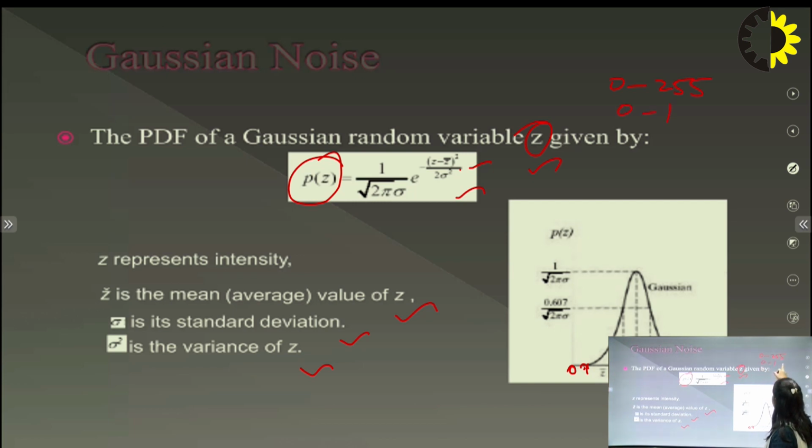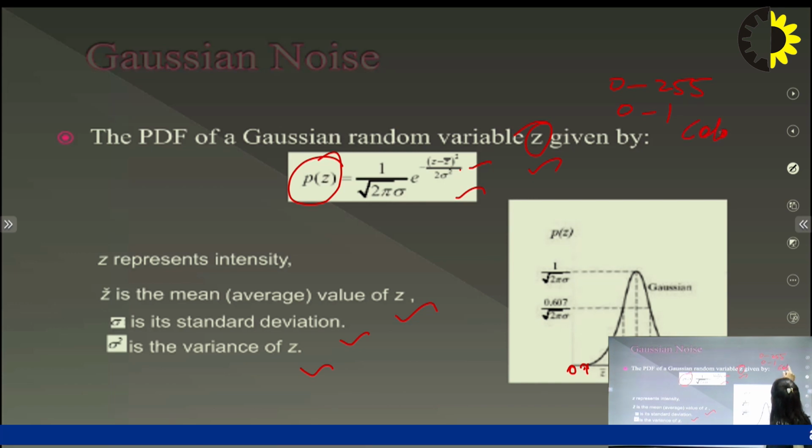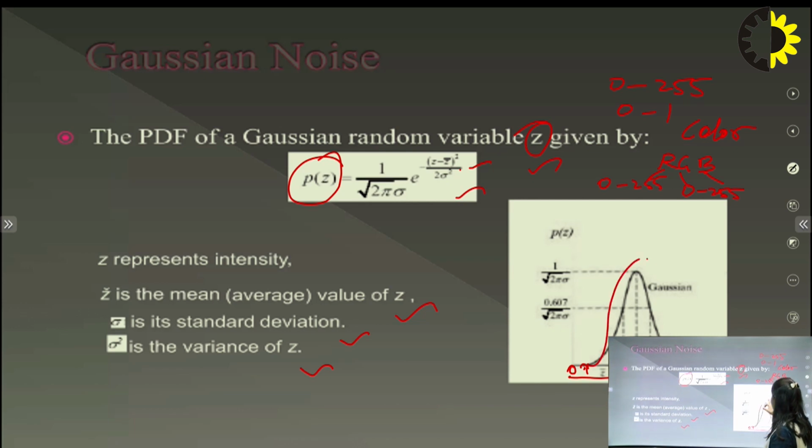And if it is a color image, then in the case of a color image, we have 3 pixel channels: RGB, red, green and blue. The range of red color is 0 to 255, the range of green color is 0 to 255. So here we have a scale, so the value can lie from 0 to 255, and the curve goes in this form, like a Gaussian curve, and on the peak we get the value 1 upon root 2 pi sigma.